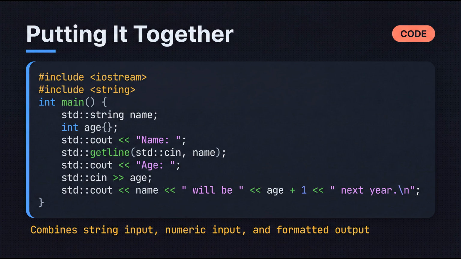This program brings together 4 ideas: string input with getline, numeric input with cin, arithmetic by adding 1 to age, and formatted output by chaining multiple values. Pay attention to the order. We read the name first with getline, then age with cin. That ordering matters, and we will explore why shortly.